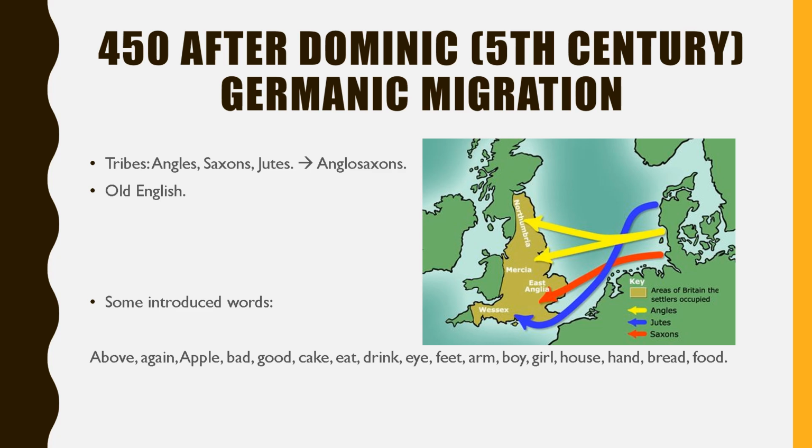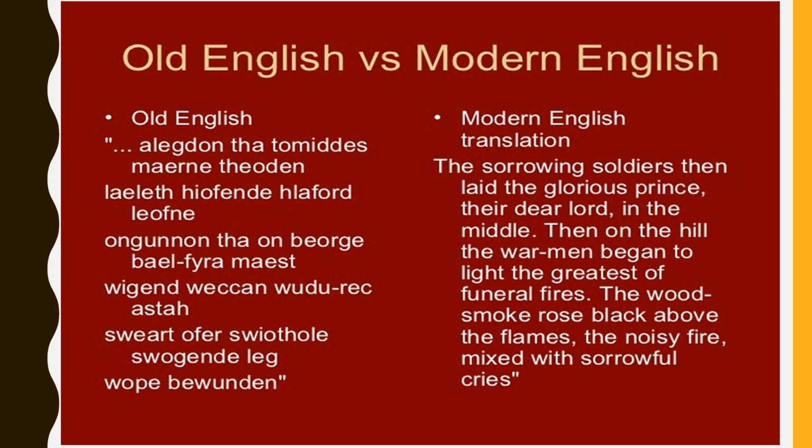Okay, let's continue. So here, guys, we have an example of Old English and Modern English. You see on the left that it is very difficult to understand, and on the right you see the translation of the sentences which are on the left. So you see it was clearly very difficult and also very strange.